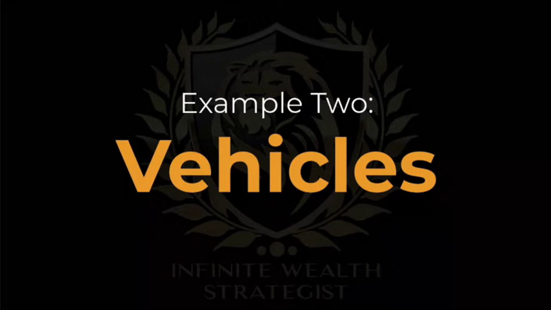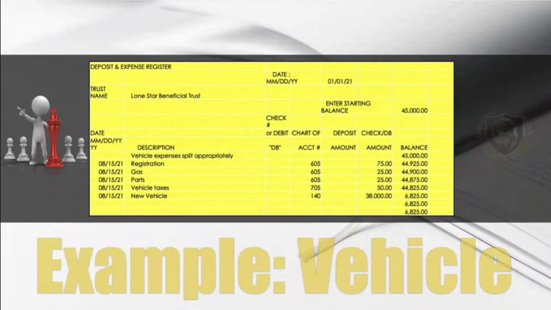Example 2, vehicles. Post all general vehicle expenses such as registration, gas, and vehicle parts, etc. to account number 605. Post vehicle taxes to account number 705. A new vehicle purchase would be posted in vehicle asset account number 140. But expenses never go into the asset account, so do not post expenses into asset account 140.